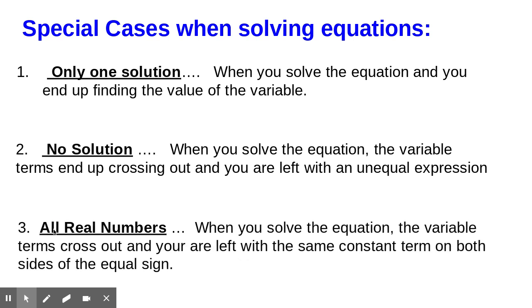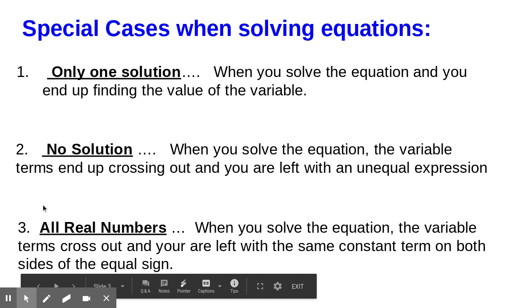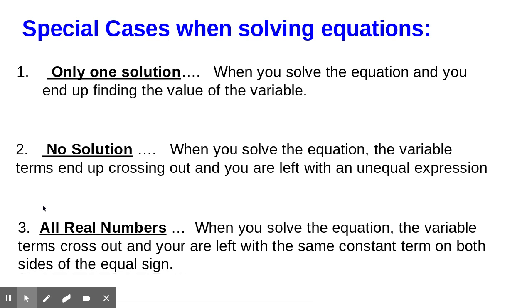And then the last case that we're going to talk about today is all real numbers. When you solve the equation, the variable terms cross out, meaning your baby bear and mama bear are the same, and you are left with the same constant term on both sides of the equal sign, which makes sense. So I'm going to talk about each one of these cases throughout this presentation.